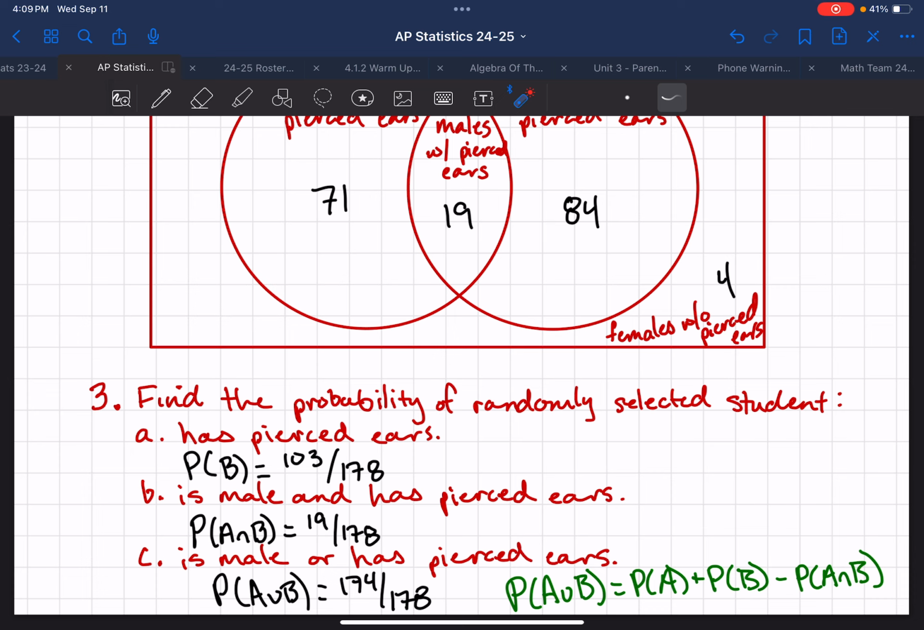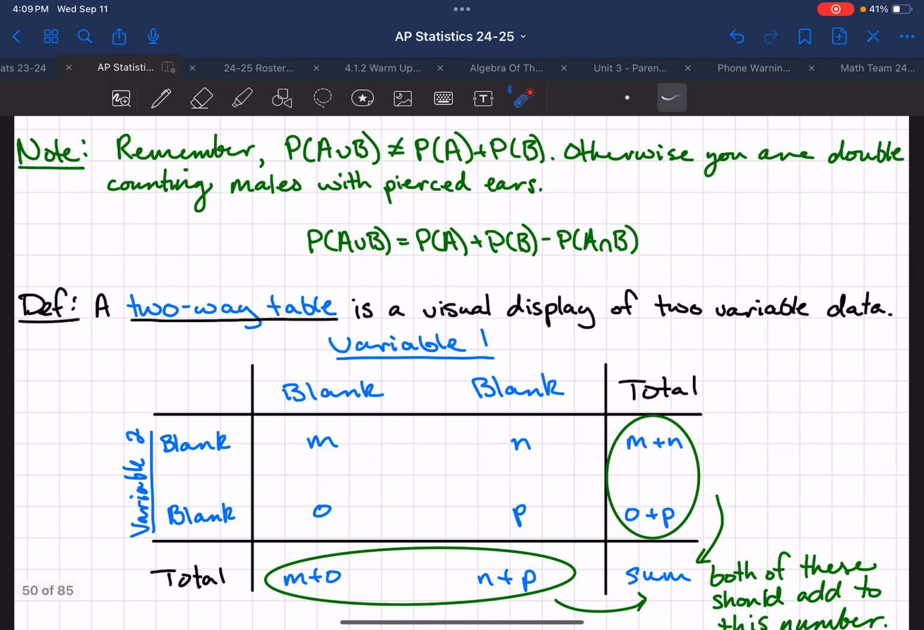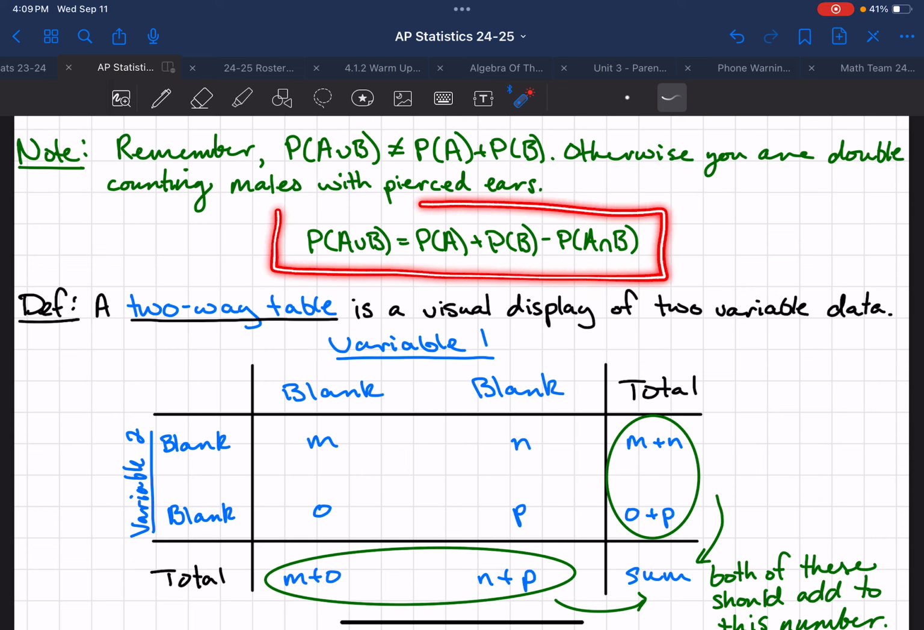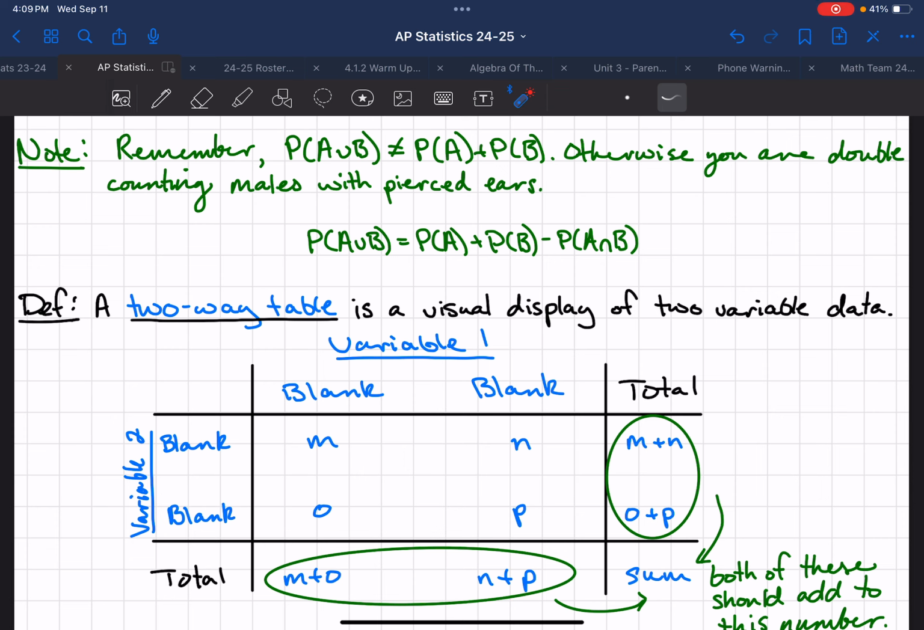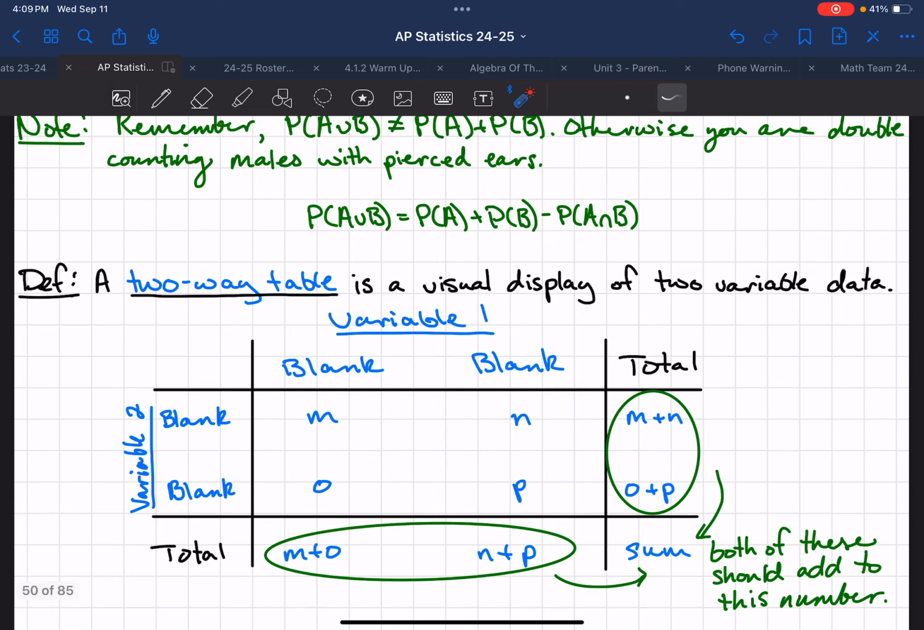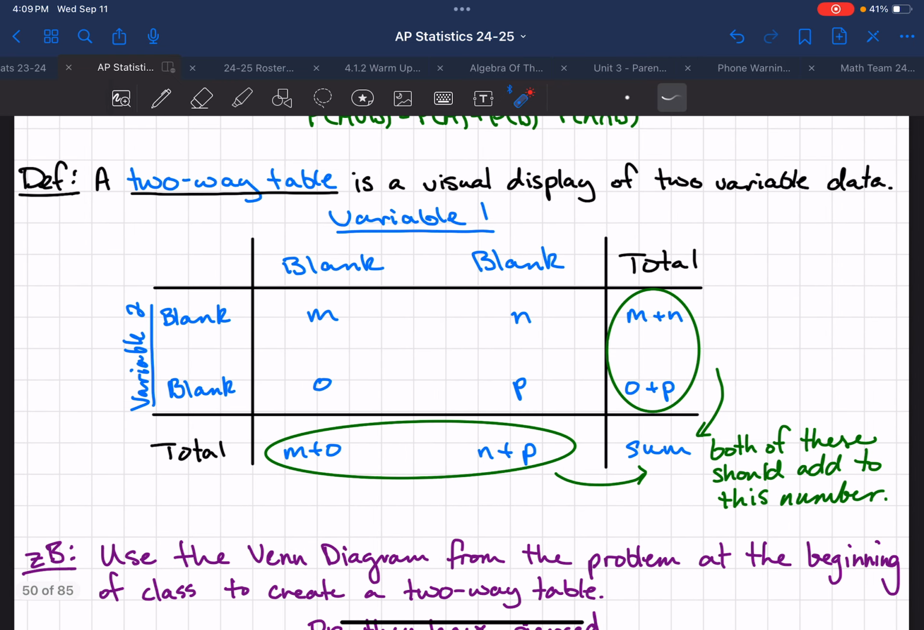So now we're going to look at that idea of how do we make that jump. You'll notice up here, that definition is explained again. Just make sure that you really understand this. It is on your equation sheet, so you shouldn't ever forget it, but it's an easy one to forget. Go ahead, pause the video, and write down this definition. So a two-way table is a visual display of two variable data.